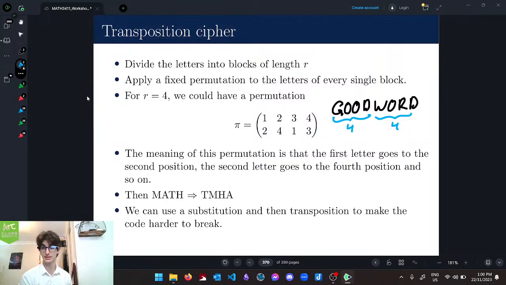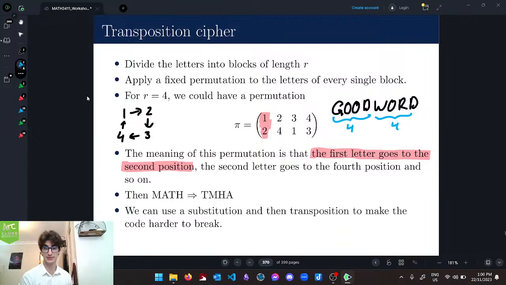What it means is that the first letter goes to the second position. So let's highlight this in red. The first letter goes to the second position. So that is what this column represents. 1 goes to 2. And you'd find also then that 2 goes to 4, 4 goes to 3, 3 goes to 1. And so we have this sort of 1 to 2 to 3 to 4, back to 1 rotation.